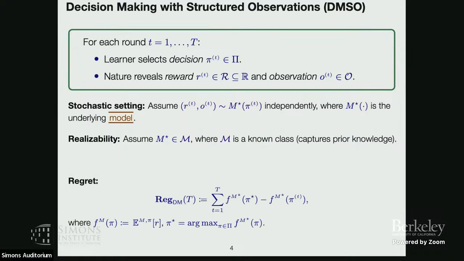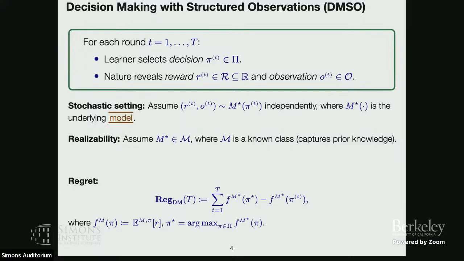Okay, and the last detail to mention here is we're going to be measuring performance through regret. So regret here is just the difference between the cumulative reward of the best decision we could have picked if we knew the underlying model M star, minus the cumulative reward that our learning agent actually achieves.